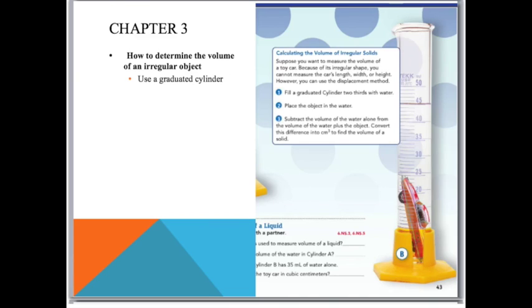Okay, chapter 3 here, how to determine the volume of an irregular object. You're going to use a graduated cylinder. Directions are right here in the box. We're going to fill it. It says 2/3. A lot of times we would fill it up to 50 if we have a 100 milliliter graduated cylinder, and then it's pretty simple to see the difference. So if we start at 50 milliliters and it moves to 55 milliliters, then we are going to end up with 5 for our difference. And if it is a solid, then we have to change that to centimeters cubed. So don't forget that when you're trying to find your answer.